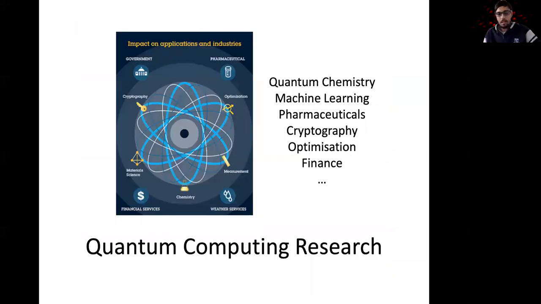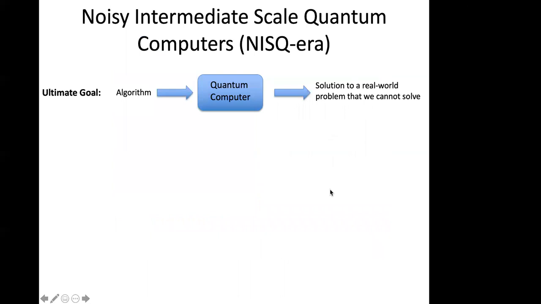So let's look at some quantum computing research. This is the last part of my talk. I'm going to present a few areas where people are working on using quantum computers, or actually developing quantum computers, to solve some useful problems. Some of the areas are listed here. For example, quantum chemistry, machine learning, pharmaceuticals. People in the pharmaceutical industry want to develop targeted drug designs, and they want to use quantum computers for that. Cryptography, secure communication between end-to-end systems, which has a lot of implications from quantum computing, optimization problems, finance.